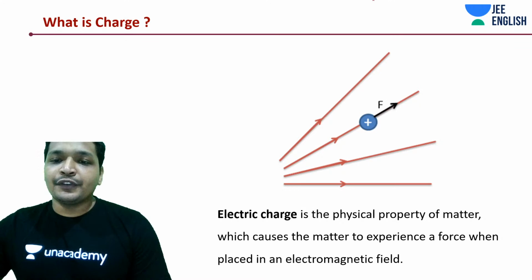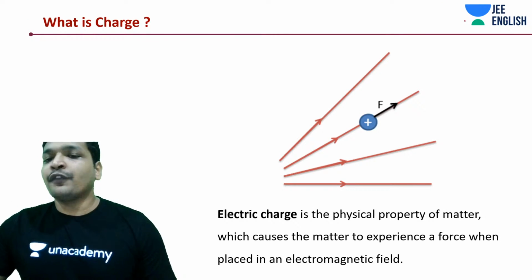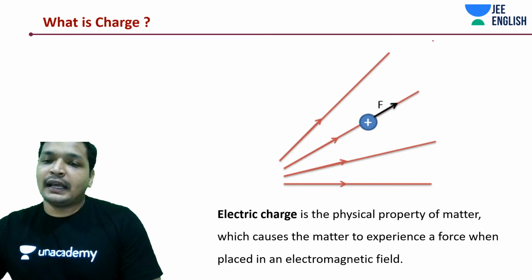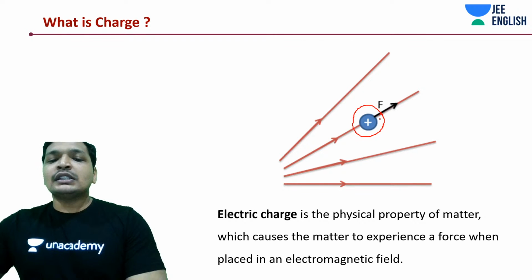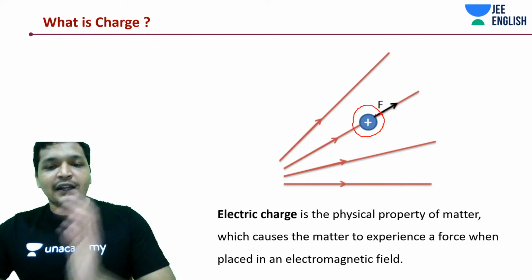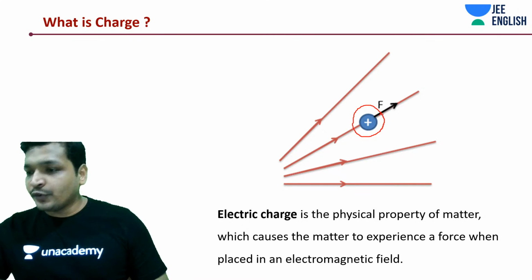For example, if you see over here, this positive charge is experiencing a force in the direction of the net electric field. We'll understand electric field moving forward. So this is all about charge. It's a fundamental physical property of matter which causes the matter to experience a force.